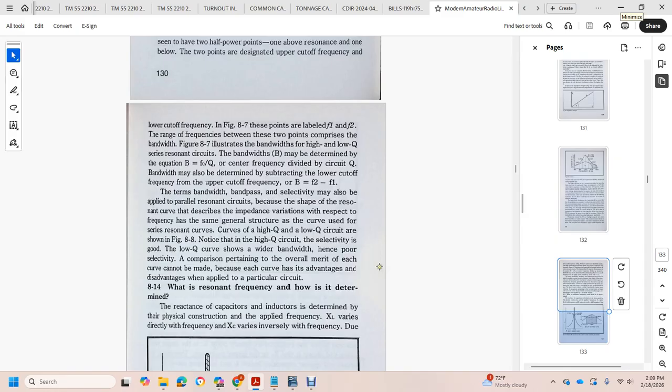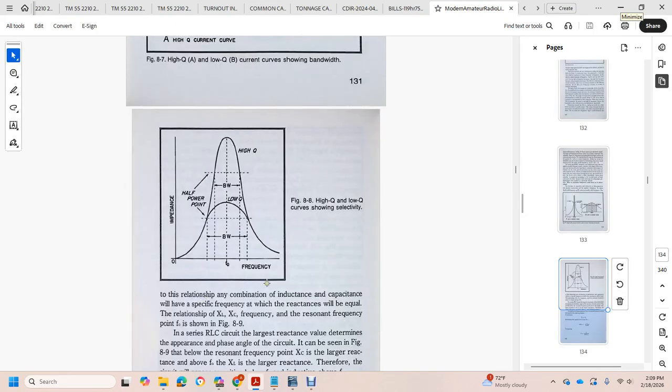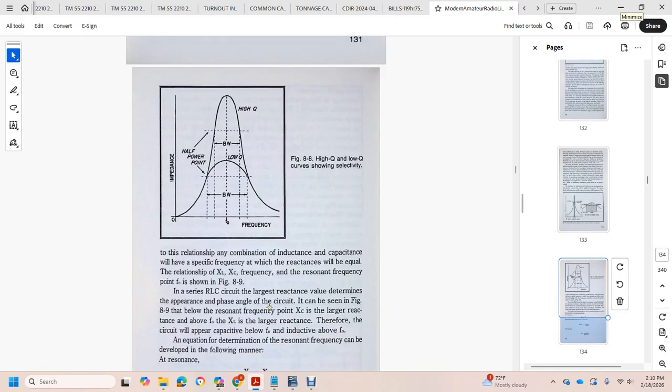Question 8.14. What is resonant frequency and how is it determined? Resonant capacitors and inductors are determined by the physical construction applied with the frequency. Inductive reactance varies directly with frequency, while capacitive reactance varies inversely with frequency. Due to this relationship, a combination of inductance and capacitance will have a specific frequency at which the reactances are equal. This is the resonant frequency, shown as point F0 in figure 8-9.